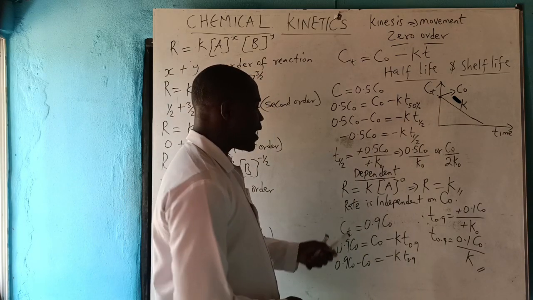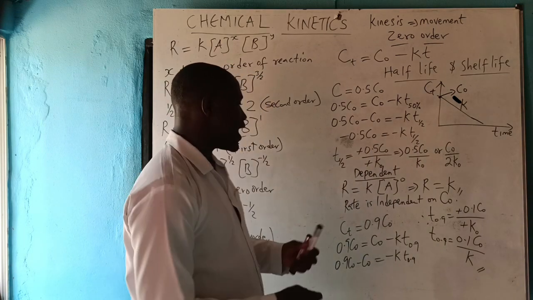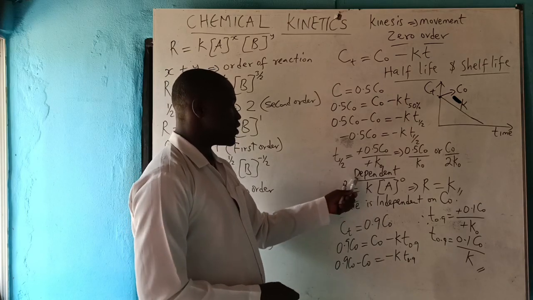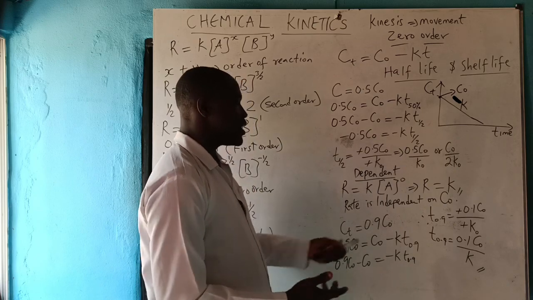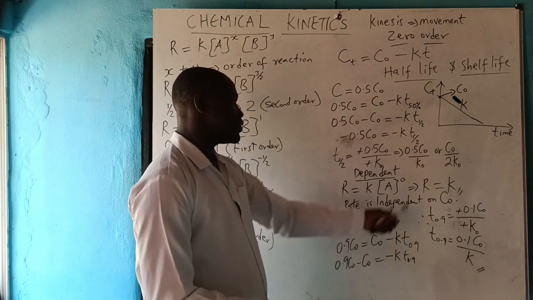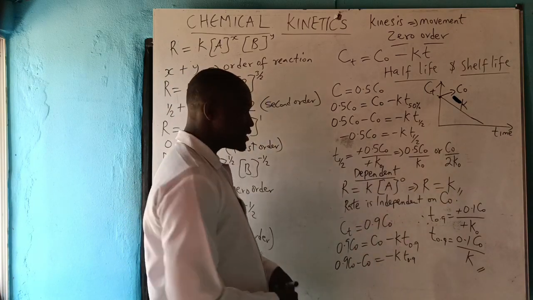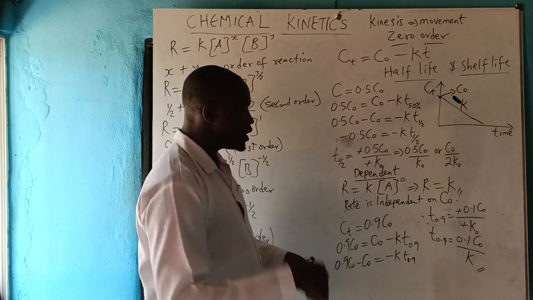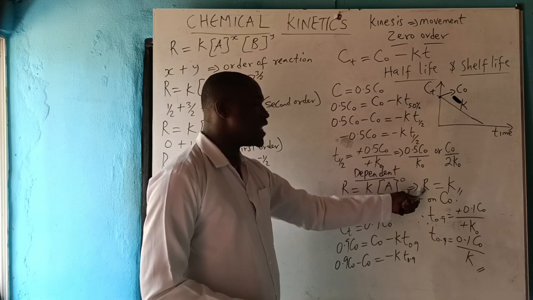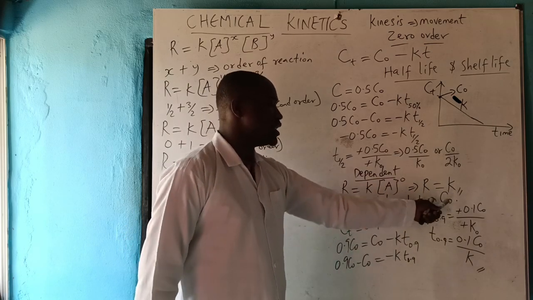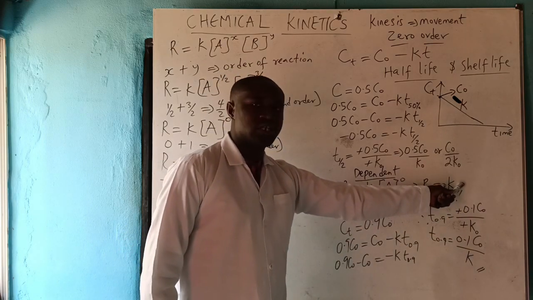Then we also talked about the rate. For a zero order, the total x plus y is 0, and anything raised to the power 0 is 1. So the rate r is equal to the rate constant. The implication is that the rate of a zero order reaction is independent of the initial concentration. There is no initial concentration here.